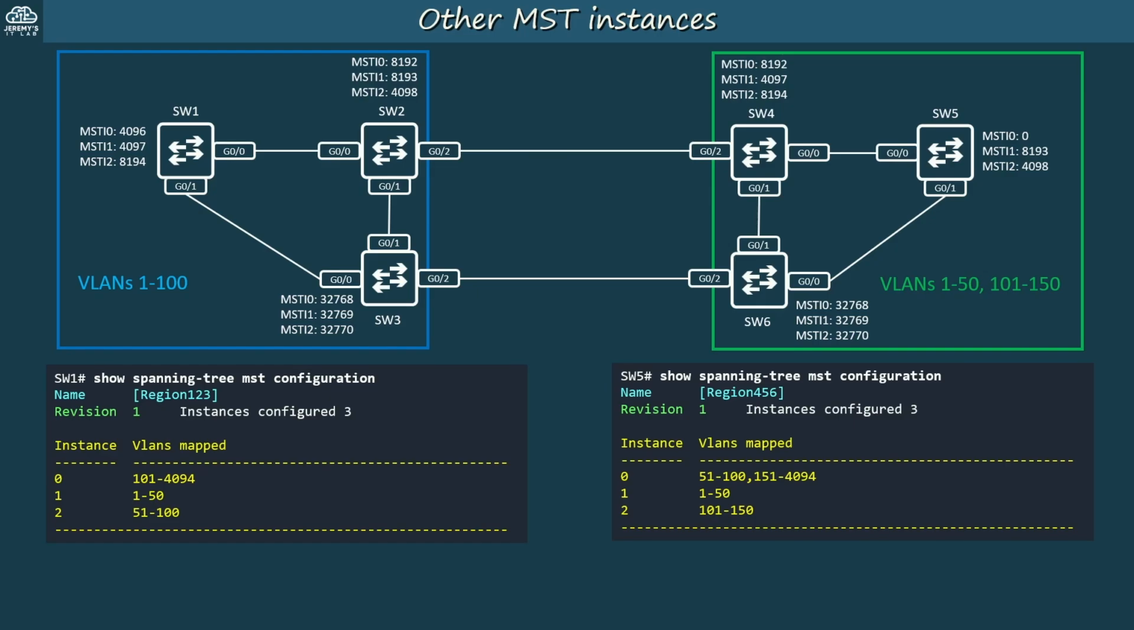First, keep in mind that each instance is local to its region. Although they use the same numbers, Region 123's instance 1 is a different spanning tree from Region 456's instance 1. And the same goes for each region's instance 2.